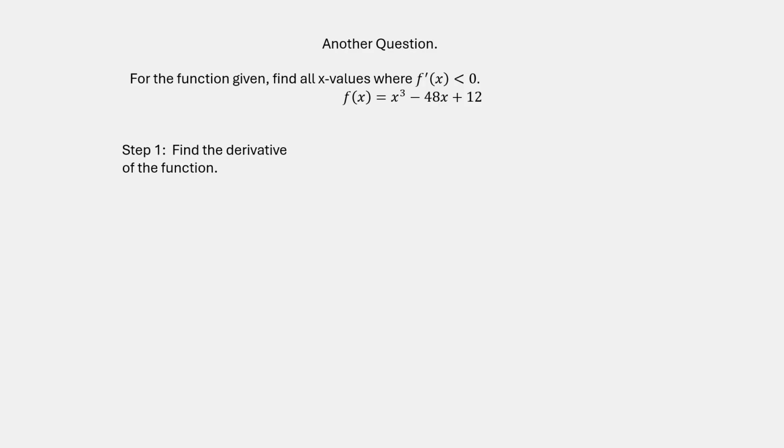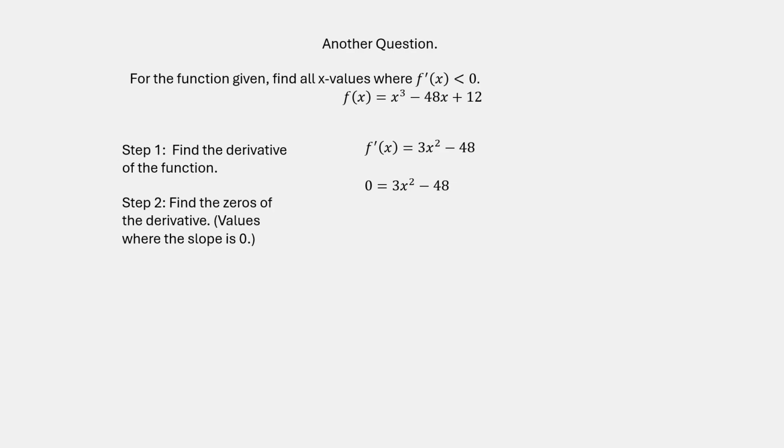So first, find the derivative. That's going to be 3x squared minus 48. We have to find all the zeros. Where does the slope stop? Where is it constant? Where are we done increasing and decreasing?